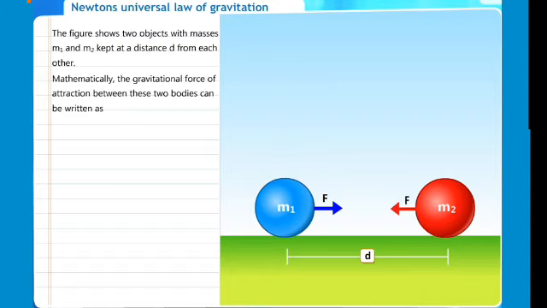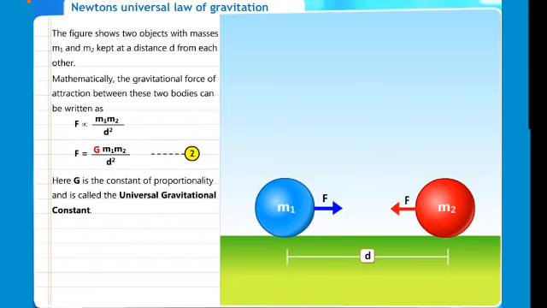Mathematically, the gravitational force of attraction between these two bodies can be written as: F is directly proportional to m1 m2 upon d square. So F equals G m1 m2 upon d square. Here, the capital G is the gravitational constant. G is the constant of proportionality and is called the universal gravitational constant.